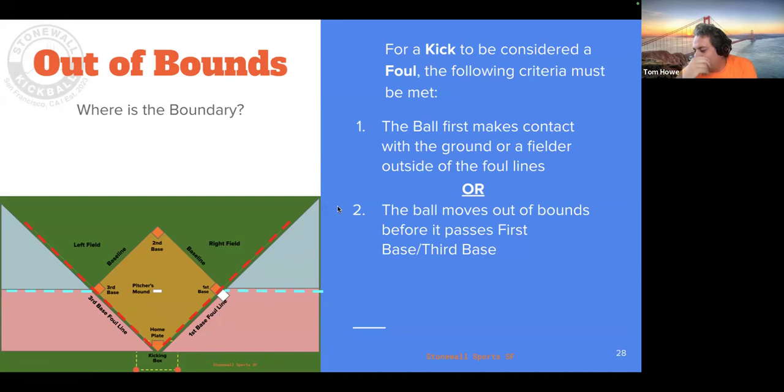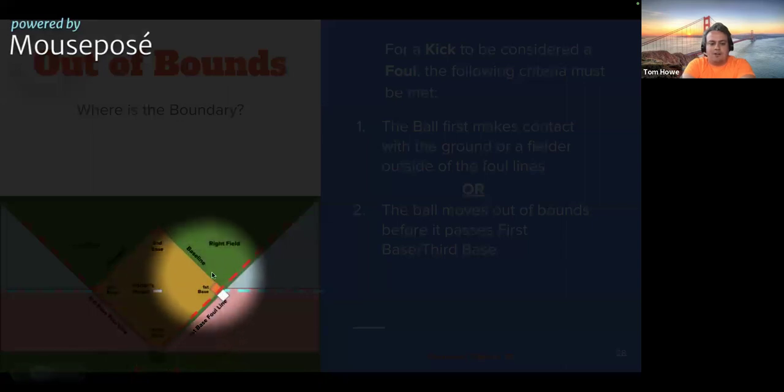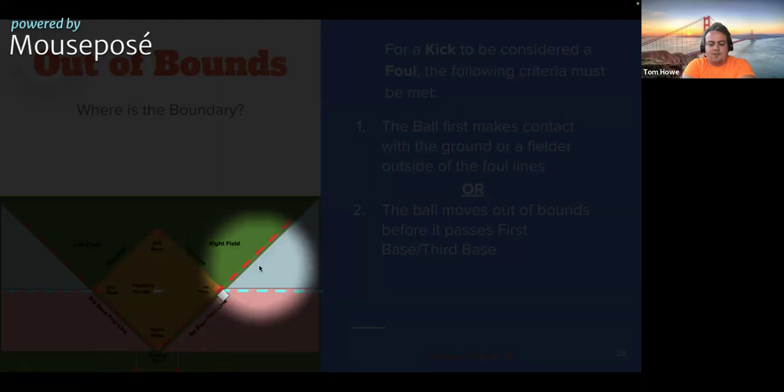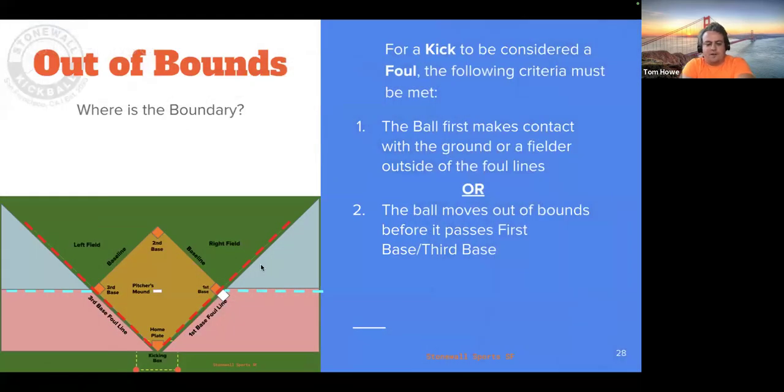Any questions on what constitutes fair and foul? Essentially, keep the ball in bounds, keep it between first and third base and you won't have to worry about it. But hypothetically, say that you kick a ball, right? Maybe you kick a fly ball and it hits the ground right here in the green area and then rolls into the blue area. It's a fair ball because it was able to get past first or third base. It'll start making more sense.